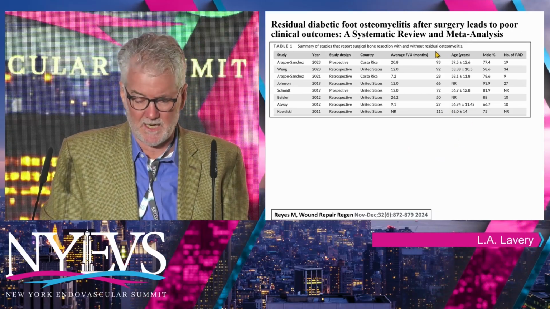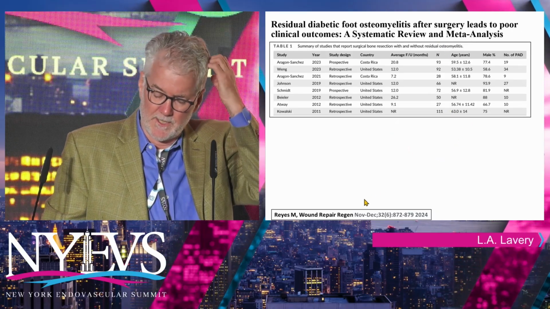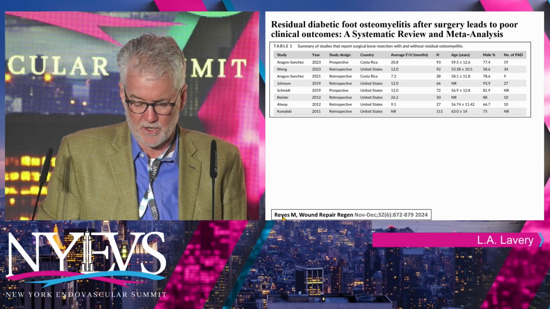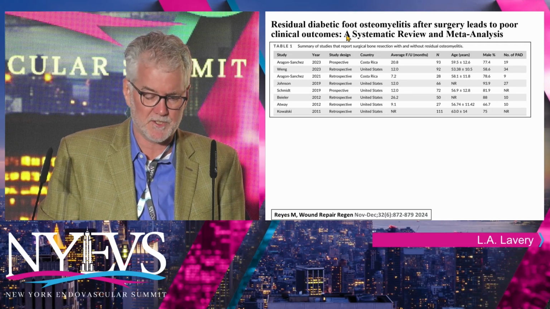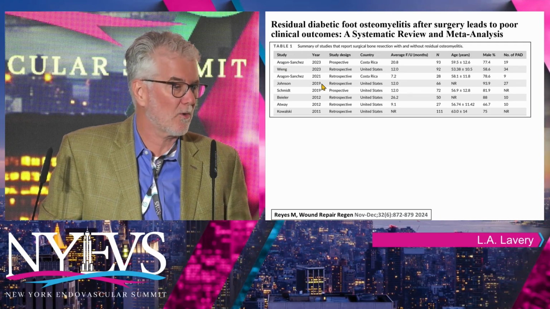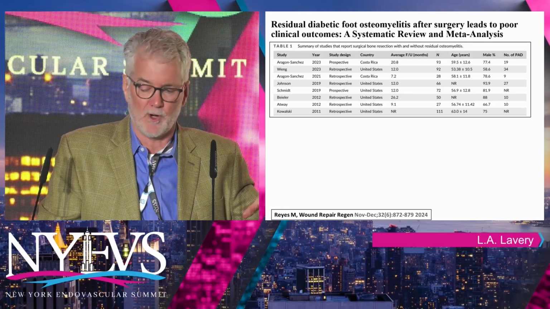So this was a review that Mario Reyes did in our group that was just recently published. So you can see there's a growing body of work where people are looking at clean versus dirty bone margins.